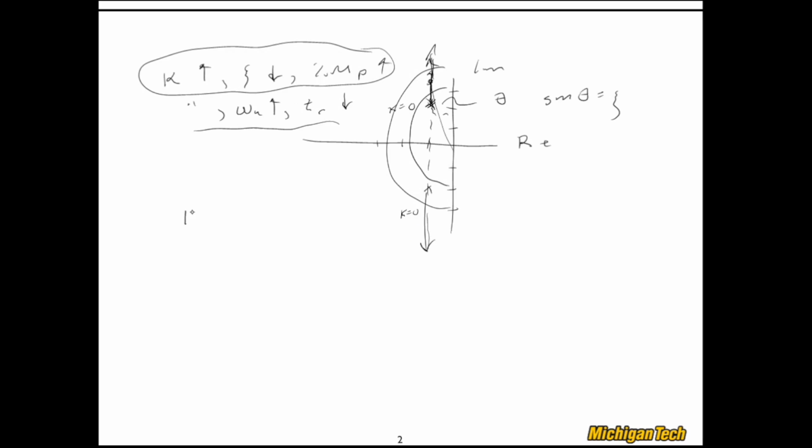So let's just jot down what we learned from using rltool. For k equal 1, we had a rise time of about half a second, and the percent overshoot was about 30%.